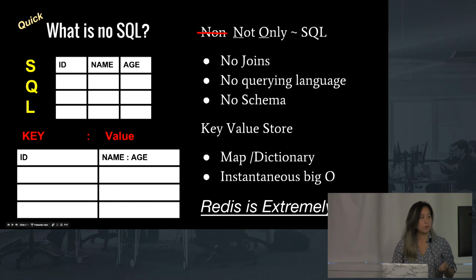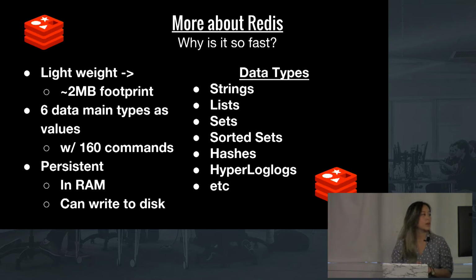So a little bit more about Redis now that we know what NoSQL means. Redis is lightweight. It's only about a 2 megabyte footprint without anything stored in it. You can store 6 different values in the value placement with your key and value. And you have commands with it as well. And I'll show you how to use a command later. And with Redis, you can make your memory persistent as well, and you can write it to the disk.